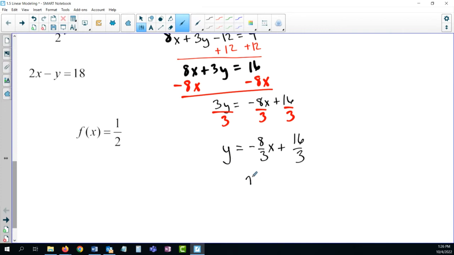Right? Which means the slope is negative 8/3. So the parallel slope is negative 8/3. And the perpendicular slope is flip and change, positive 3/8.